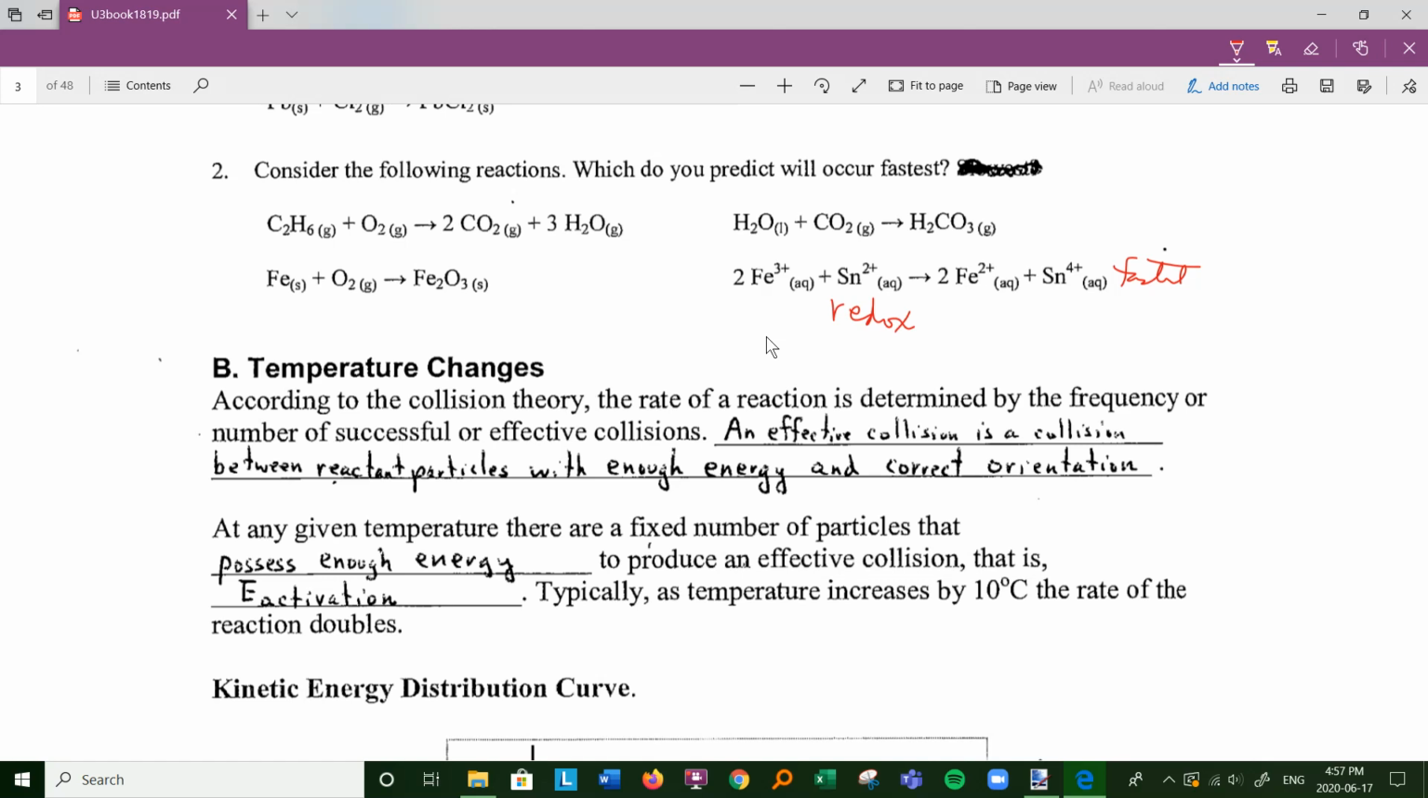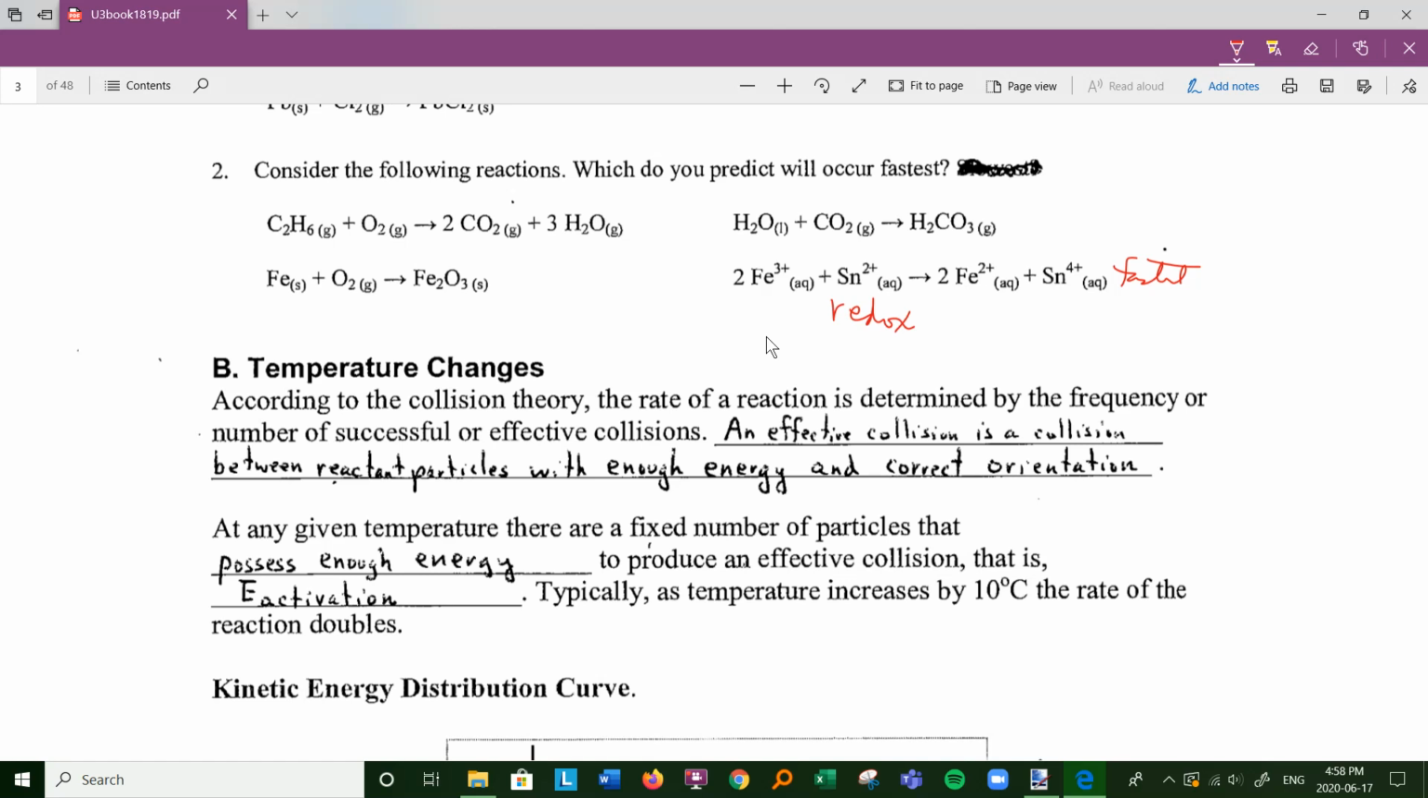If you want to form a fender bender, let's say you're trying to rip off MPI for some weird reason, you have to have someone hit your fender. If they don't hit your fender, you aren't going to get a fender bender. According to collision theory, the rate of reaction is determined by the frequency or the number of successful or effective collisions. I like to use the word effective collisions. The more effective collisions, the greater the rate of reaction. An effective collision is a collision between reactant particles with enough energy and the correct orientation. So you have to hit properly. You have to hit the fender if you want a fender bender, not the glove compartment, right, from the side.